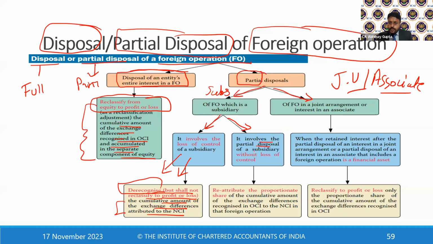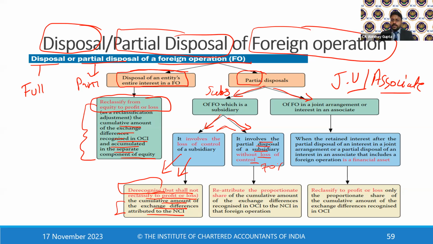If it involves partial disposal of the subsidiary without loss of control, right? So either it will be a loss of control or it will not be a loss of control. If there is a loss of control, we will de-recognize. If there is no loss of control, then what will we do? We have sold some portion of our investment in the subsidiary, but we still have control, so we will continue to consolidate the subsidiary.